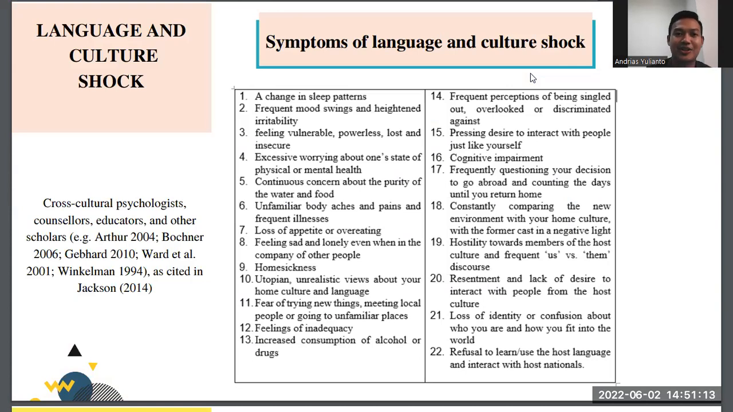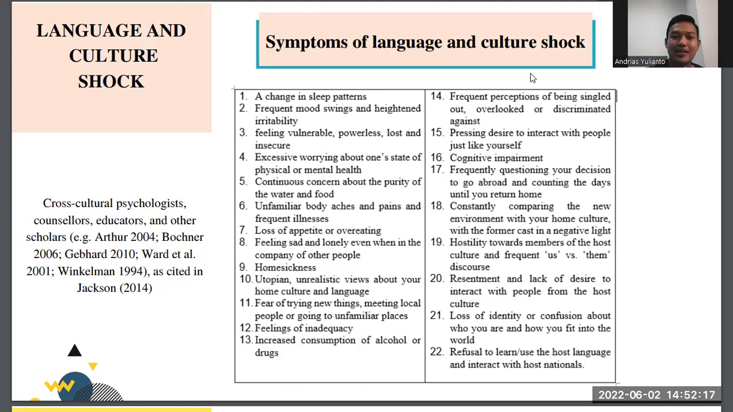Now, the symptoms of language and culture shock. The cross-cultural psychologists, counselors, educators, and other scholars such as Arthur 2004, Bochner 2006, Gabbert 2010, Ward et al. 2001, Winkelmann 1994. This research suggests that when you enter another culture to live, work, or study, we may experience some of the following symptoms: change in sleep patterns, frequent mood swings, and heightened irritability. So we are easily bothered by things that would normally not trouble us.